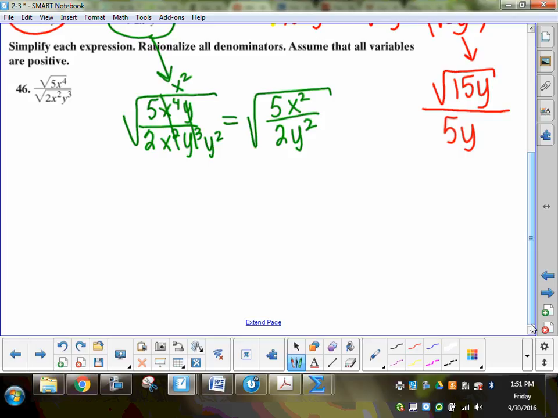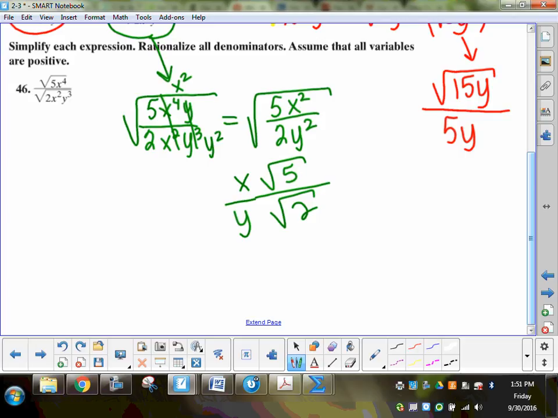So what's that going to be when you take the square root of x squared? And what's the square root of y squared? And it's in the denominator. So now I've got that, and I'm going to split this up into two fractions. I mean, even we could do this.